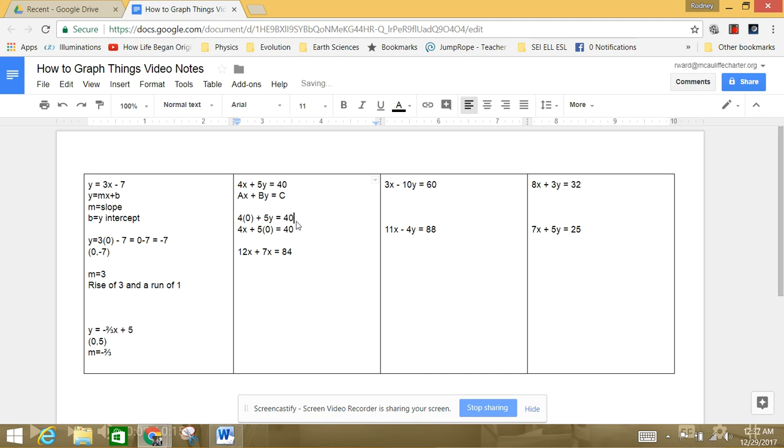So let's solve this one. Well, 4 times 0 is just nothing, so I'm left with 5y equals 40. And now I have a situation where both sides of this equation are 5 times too big. So to get rid of times 5, I need to get y all by itself. I'm going to divide both sides by 5. And y equals 8. And that means I have a y-intercept at 0, 8. I have a point I can plot.